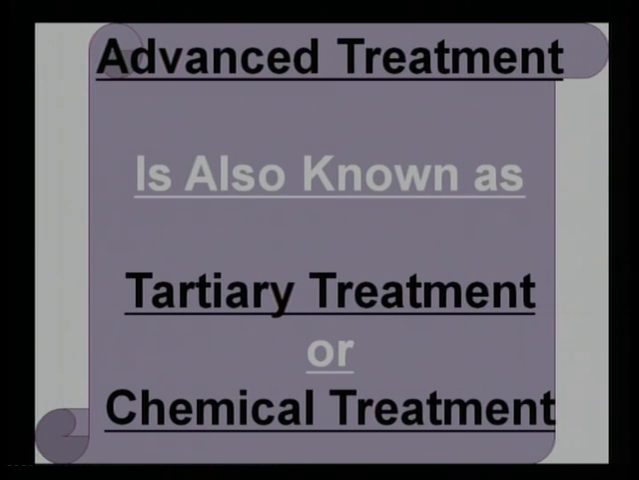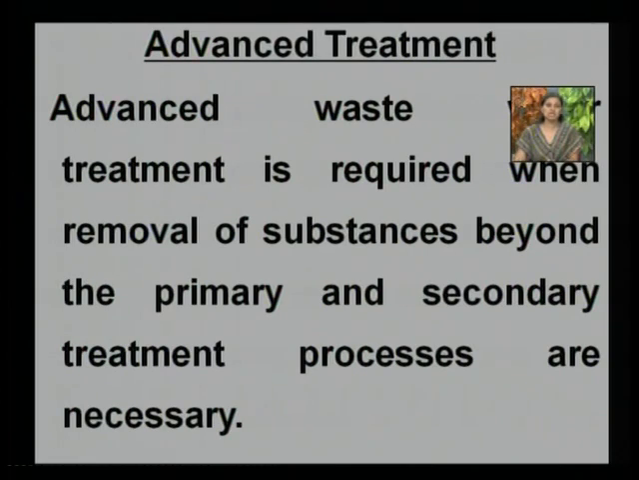Whatever the effluent is, if it requires advanced treatment, then we have to proceed to advanced treatment. It is not always such that advanced treatment is required at each and every stage in each and every type of wastewater. This advanced treatment is also known as chemical treatment and tertiary treatment. So what exactly is advanced treatment? Advanced wastewater treatment is required when removal of substances beyond the primary and secondary treatment processes is necessary. So advanced treatment is not always required.